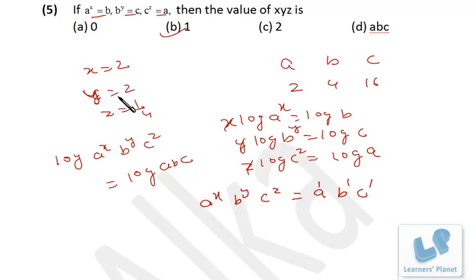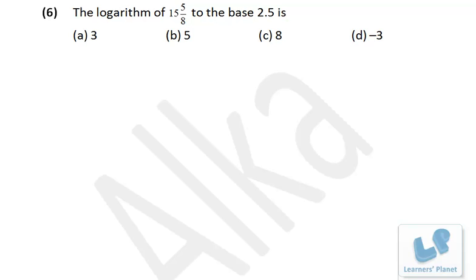So you can take the method according to your choice, but you need to be clear with both the methods, right? Now this one, logarithm of this to the base 2.5. Now this is what? 15 into 8, that's 120, plus 5, so 125 by 8, right? So what we want? Log 125 by 8 to the base 5 by 2, right?